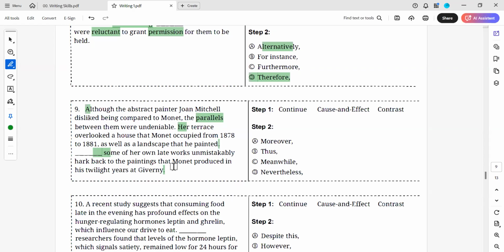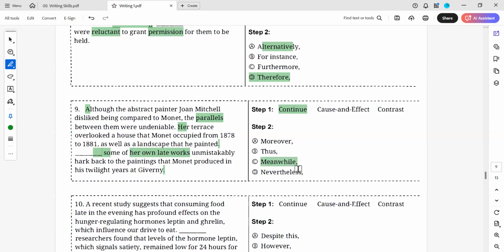Guys, check what do we have in the containing sentence. They said some of her own late works unmistakably hark back to the paintings that Monet produced in his twilight years at Giverny. Guys, still addressing the similarity between Monet and Mitchell. So the whole paragraph is just depicting the similarity between Mitchell and Monet. So in that case, here we have the similarity addressed on both sides. We have continuing relationship. In that case, we need to check the continuers.